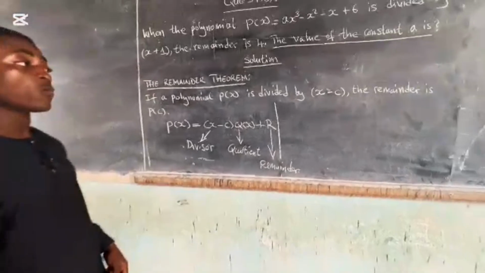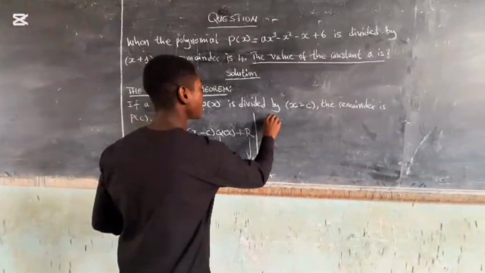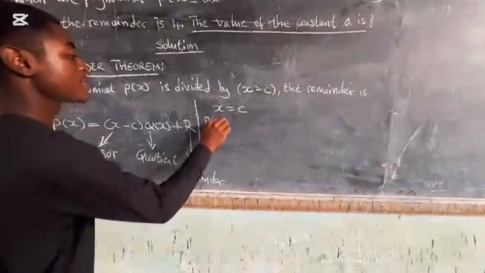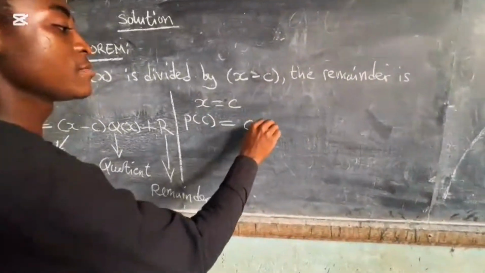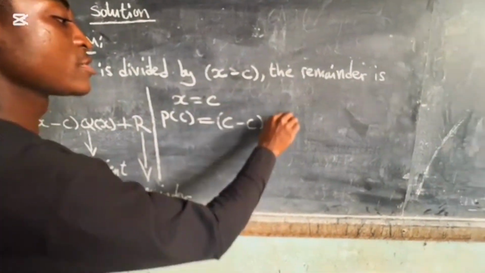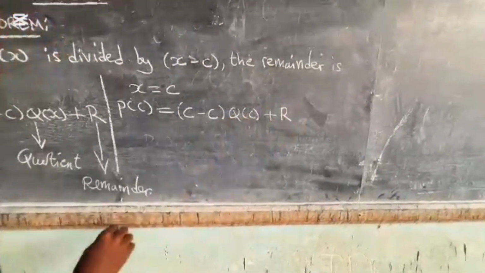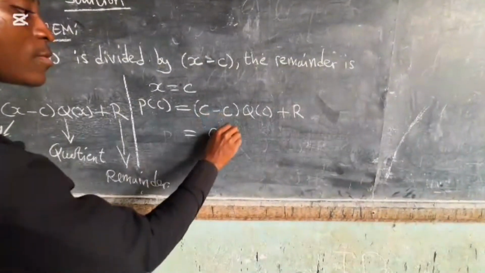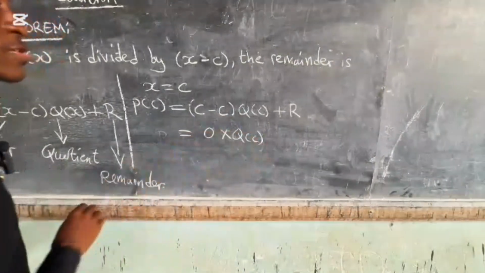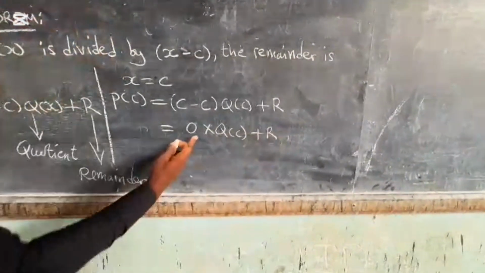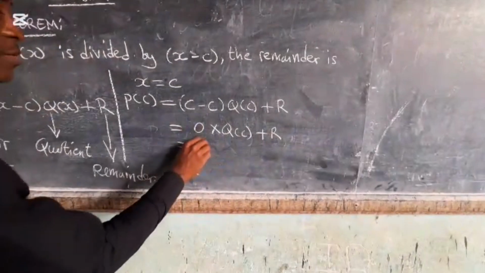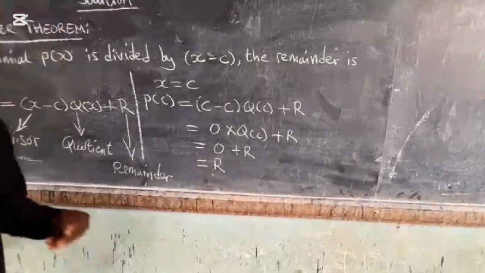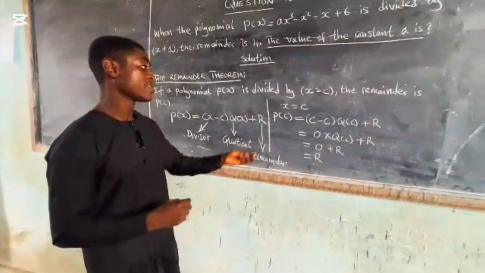Substituting c for x, that is when x equals c, we have that p of c equals c minus c times q of c plus r, our remainder. c minus c gives us 0, times q of c, and 0 times q of c gives us 0. So 0 plus r equals r. So indeed, our remainder is p of c.